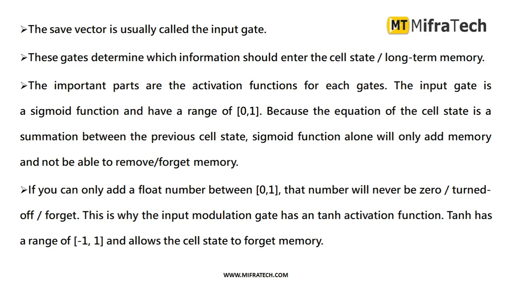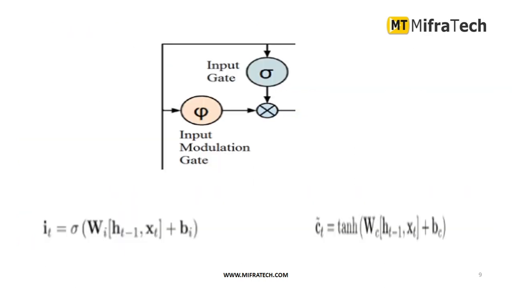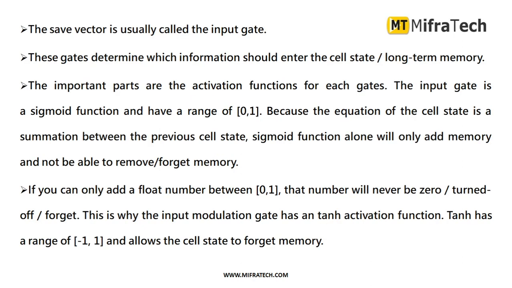And one more thing: the input modulation gate, sorry, not modification, input modulation gate, uses the tanh function. Why are we using a tanh function? Because it has a range between -1 and 1, which allows the cell state to forget memory. That's why we use the tanh function there.